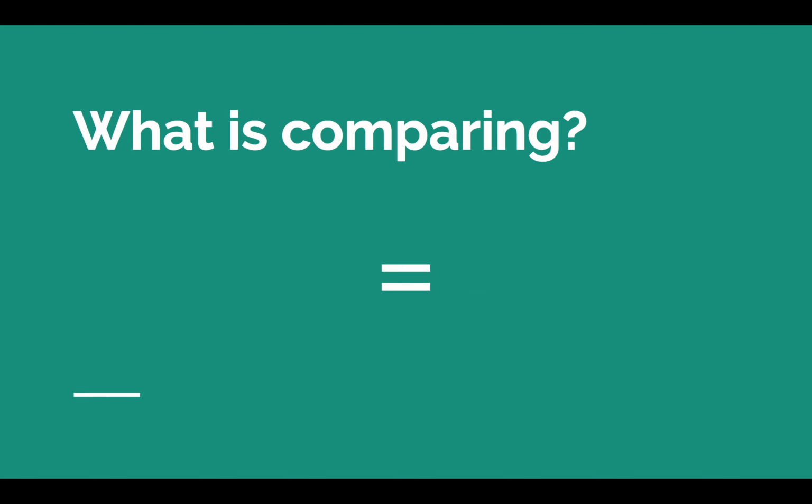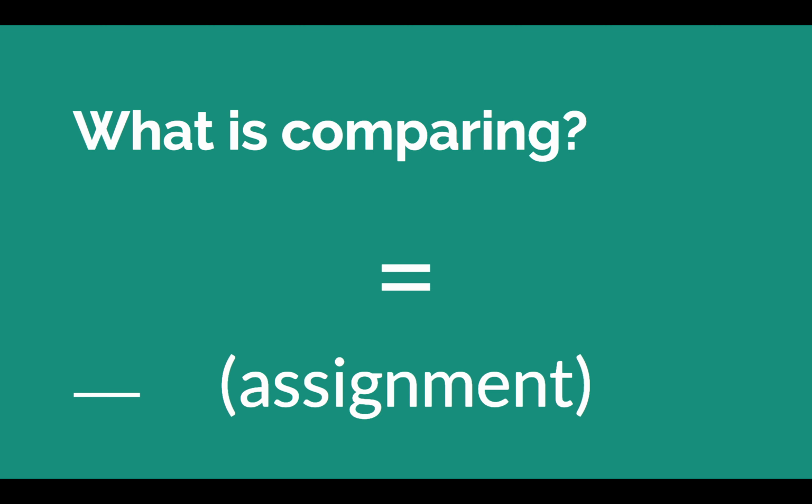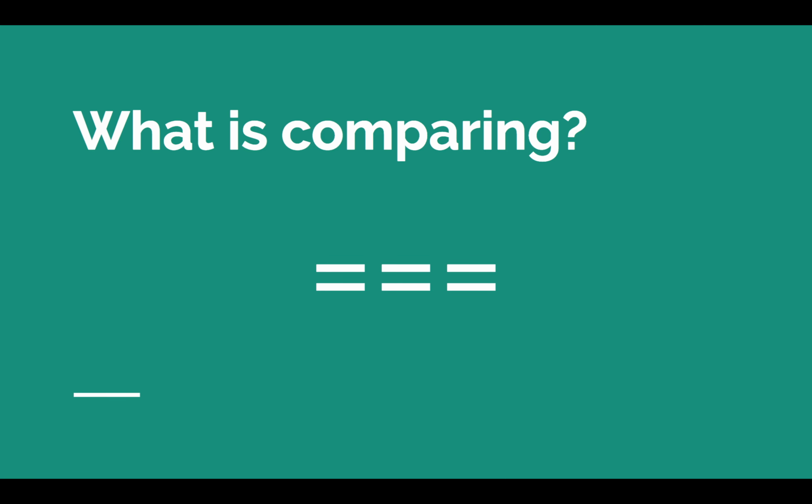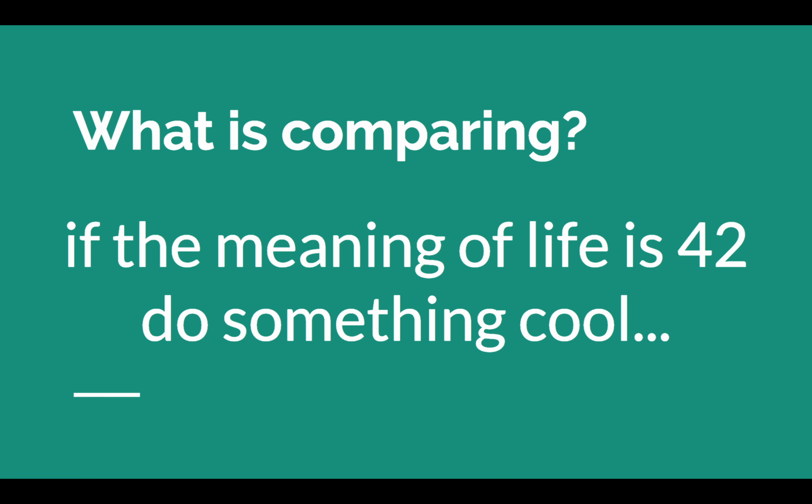But remember, 1 equals is assignment. 2 equals, don't use it, without going into the reasons why, because it's a long discussion in and of itself, just don't use 2 equals. If you want to compare whether the left side is equal to the right side, use 3 equals. So let's take this statement: if the meaning of life is 42, do something cool, and let's actually turn it into code.